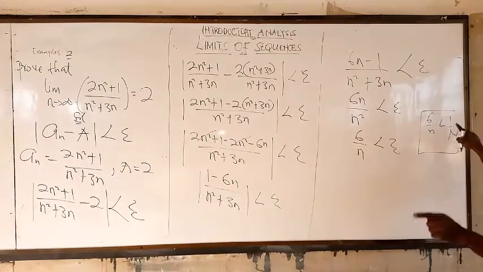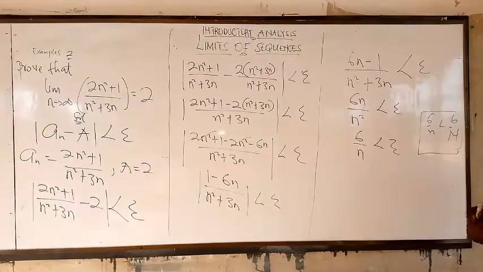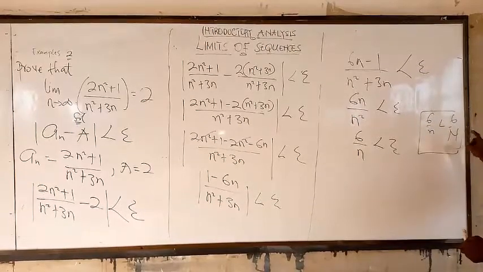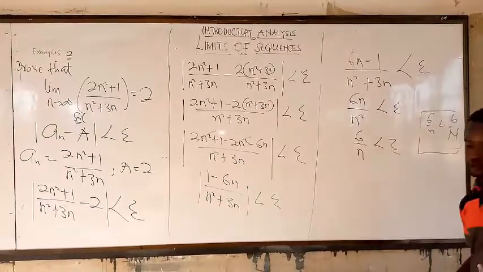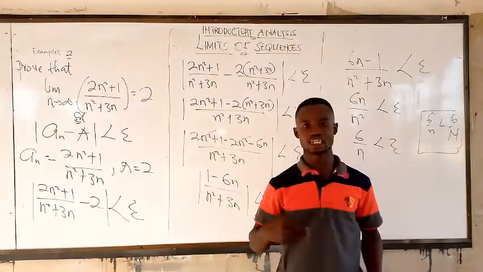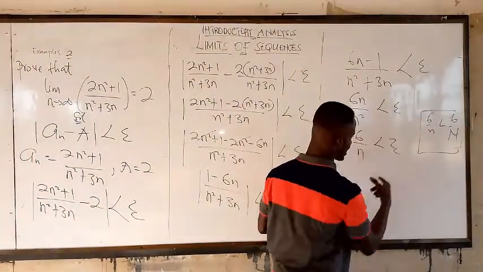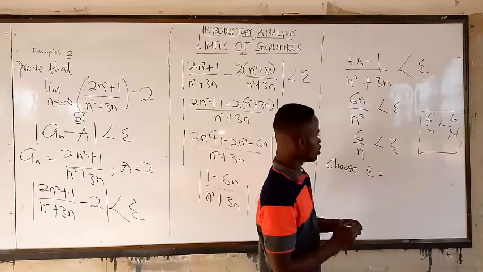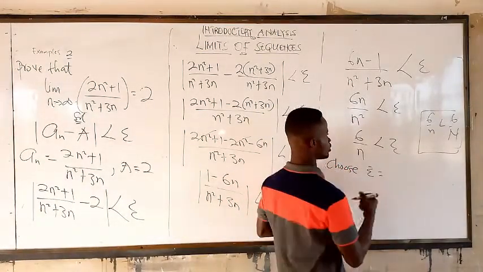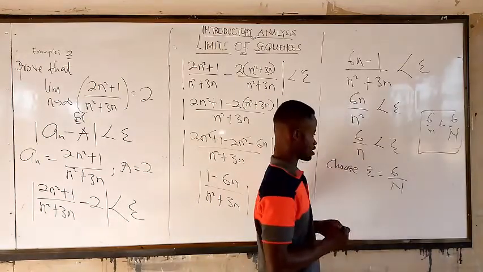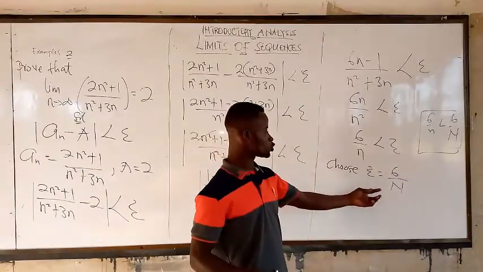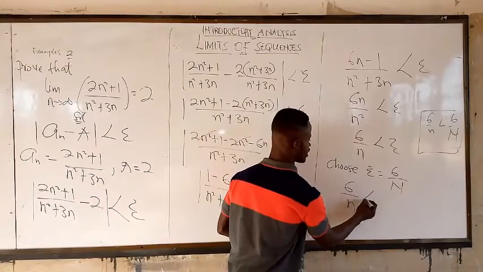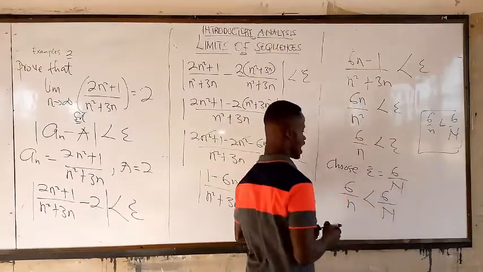6. Very good. And here, 6. So if 6 over n is less than 6 over capital N, this is how it's going to be when you link this to the general definition. Therefore, we choose epsilon to be equal to 6 over capital N. Alright? And if you choose epsilon to be equal to 6 over capital N, then we get 6 over small n less than 6 over capital N.